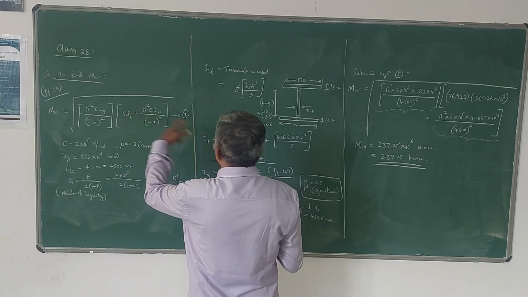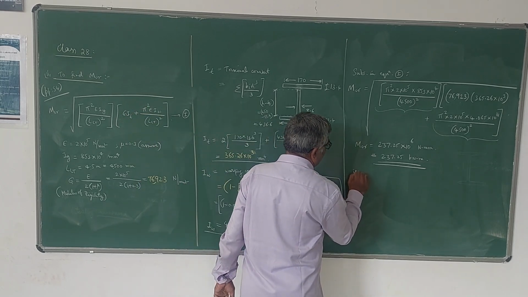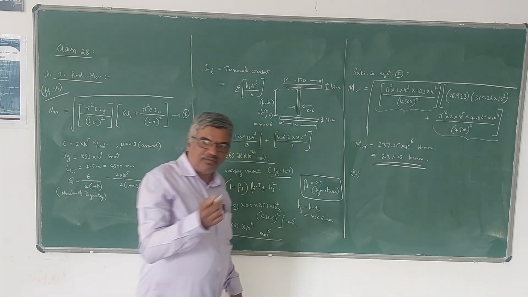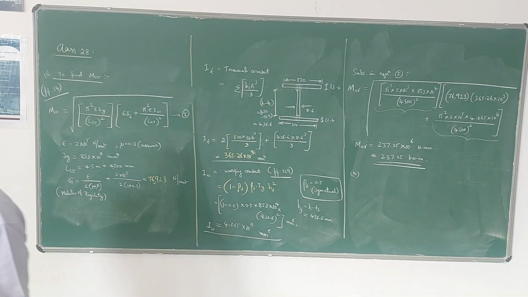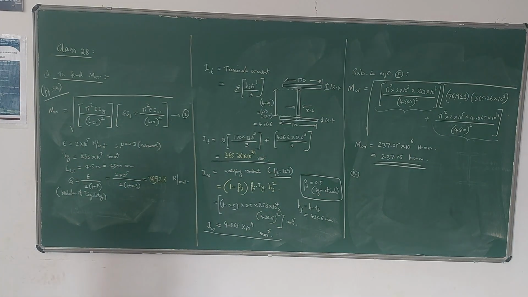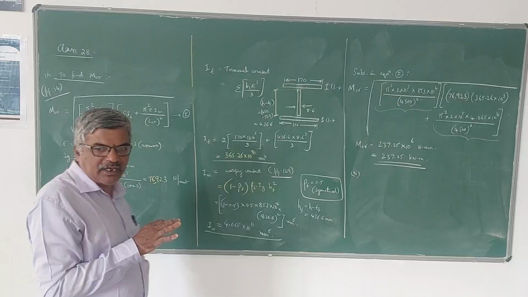Next step, third step. MD, find out for that. After finding MCR, you have to find out MD. Actually, MD will be less than MCR. That's the highest value, MCR.